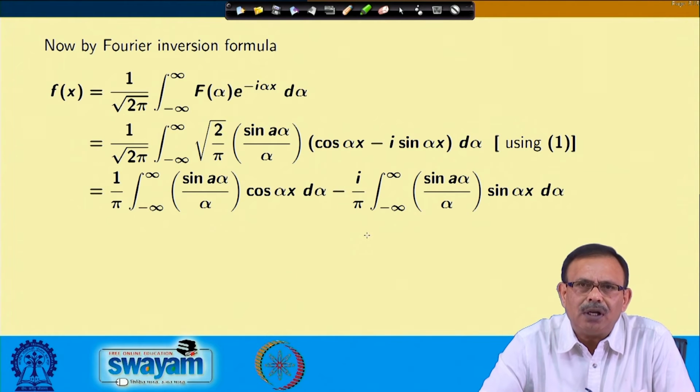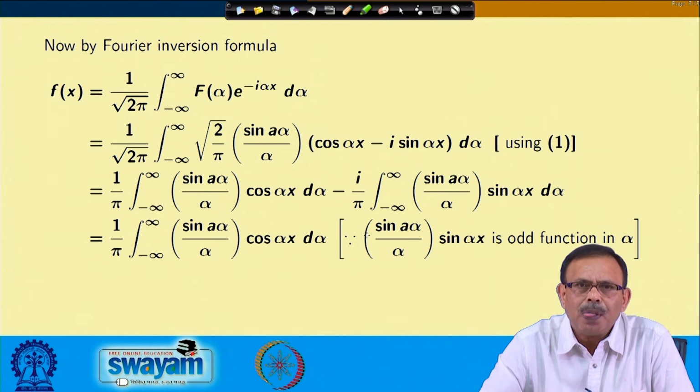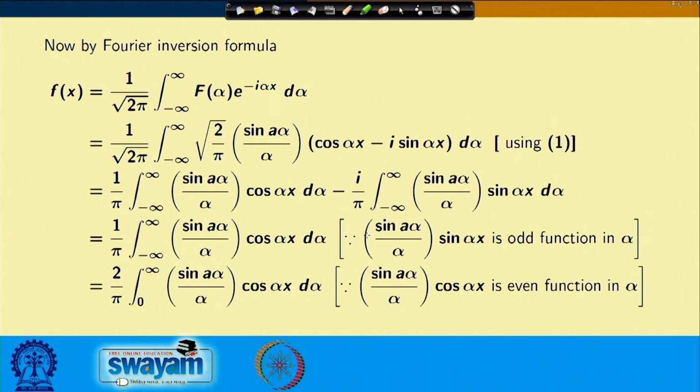If you see, the integrand of the second integral is an odd function, whereas the integrand of the first integral is an even function. Therefore, the second term will vanish, and for the first term I can write minus infinity to infinity of the integrand as 2 into 0 to infinity. For the second one I am getting 2 by pi, 0 to infinity, sin alpha x cos alpha x d alpha.